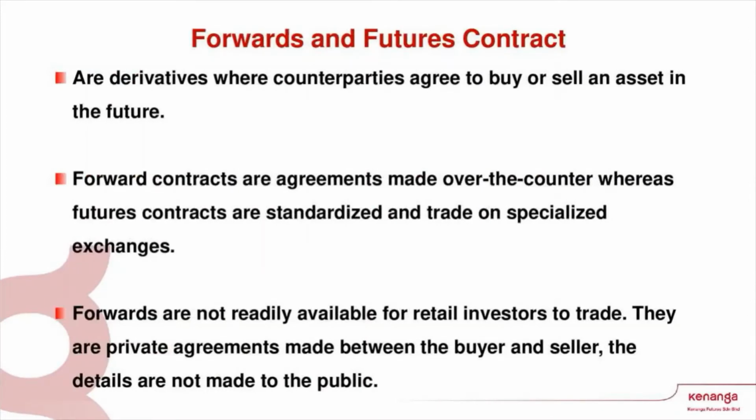Futures and forward contracts are, again, derivatives where counterparties agree to buy or sell an asset in the future. Futures and forwards are similar in many ways, except for one difference. Forward contracts are agreements made over the counter, like I mentioned earlier, whereas futures contracts are standardized and trade on specialized exchanges. The terms specified on the contract, such as the expiration date, how many units of the underlying asset are represented in the contract, how the asset is to be delivered, etc., can be negotiated on a forward contract, but they are fixed and standardized on futures contracts.